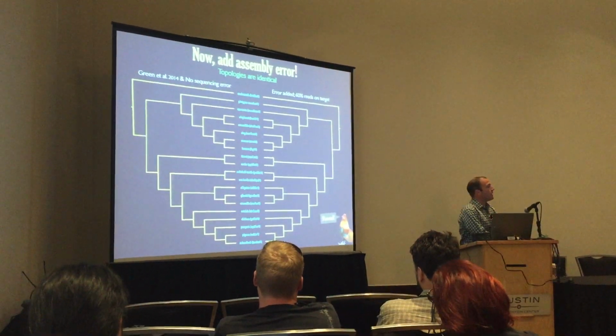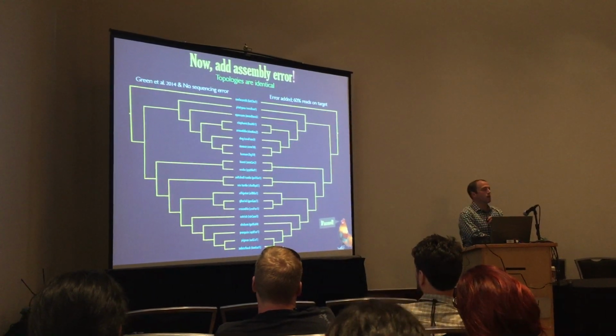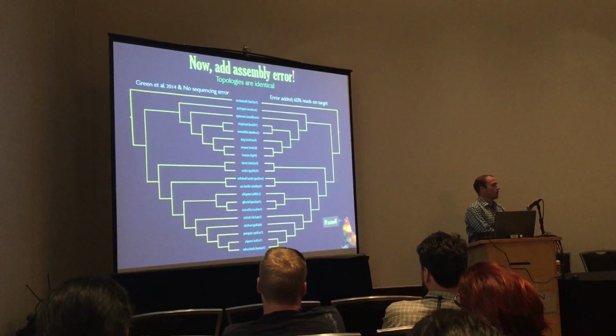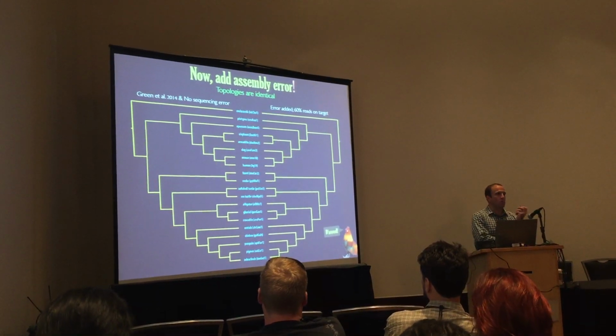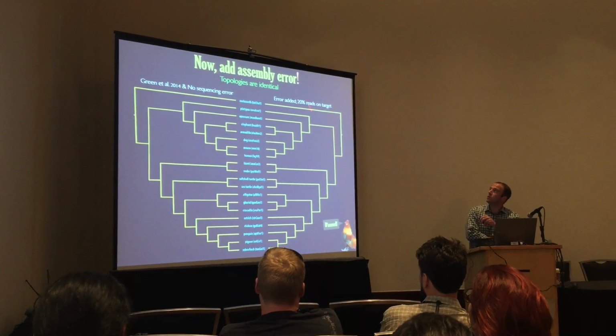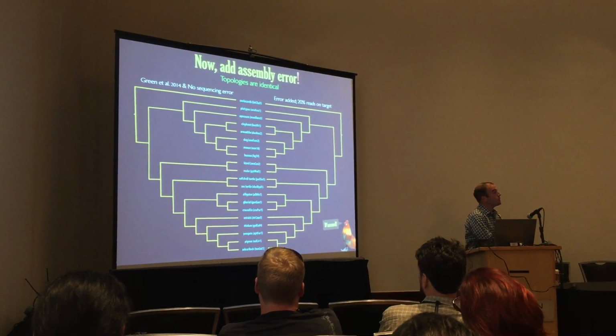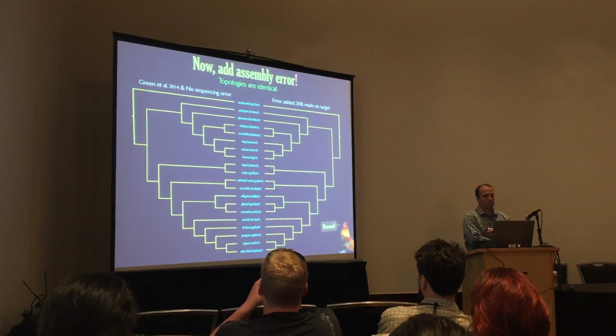Once I added assembly error, and when I looked at the data with 60% reads on target, I also get exactly the same topology as what I started with. This should also make you feel relatively good. The topologies are the same from what we started with and the simulated data. As I reduce the number of reads on target to 20%, I also get the same topology. So topologically, we're getting the same result.